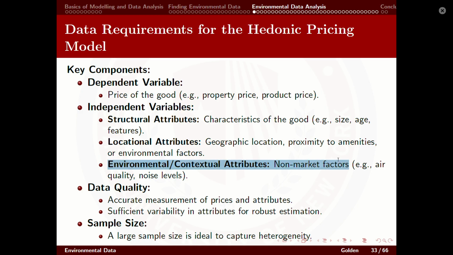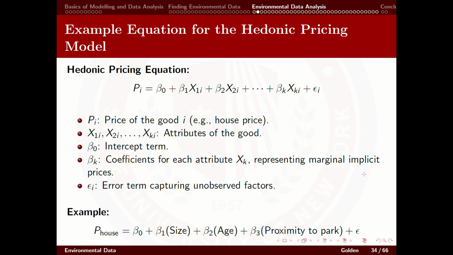and in non-market factors that you're interested in, like air quality. And you obviously want a large enough sample size to capture heterogeneity, and you want a sample that has differences in it. You don't want all the houses in one neighborhood. You want houses scattered around so you can run the regression.